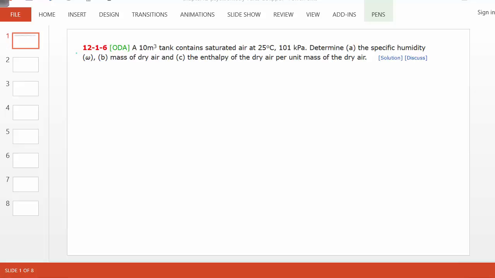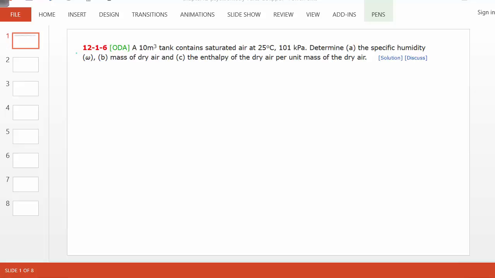And now that we know omega, omega is 0.02 and mass of air, therefore mass of vapor is simply omega times mass of air, so it's 0.02 times 11.44, and that turns out to be approximately 0.23 kg. So the tank is holding 11.44 kg of dry air and 0.23 kg of water vapor, and the air is completely saturated at that point.